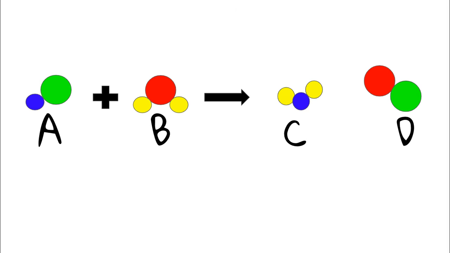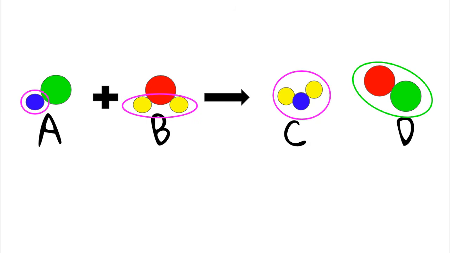Okay, what I notice is that in C, we see that substance C is made up of a blue molecule and two yellow molecules. Well, I can actually find those molecules in A and B. Substance B has those two yellow molecules, and substance A has that blue one. And when I look at molecule D, it's made up of the red and the green molecule. And of course, we can find that in A and B. In substance B, we have the red molecule, and in substance A, we have the green molecule. So when I look at these substances, you can actually find the same molecules. They're just shifted and moved around.